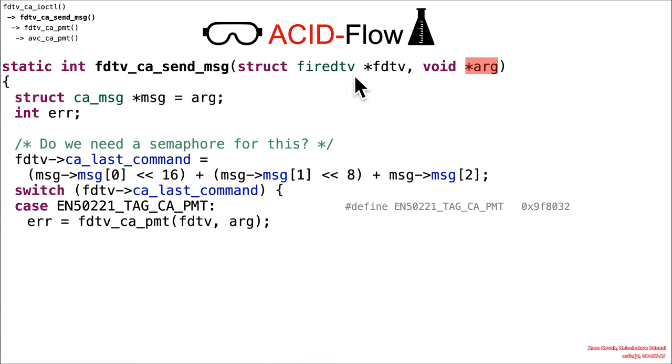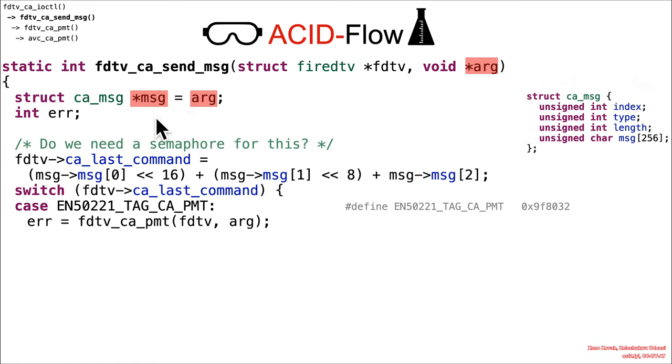Now the argument is attacker controlled, and for completeness I'm going to show the full acid flow. Arg taints message, and message has a structure that looks like this. So it's going to have three unsigned ints followed by a 256 byte buffer.